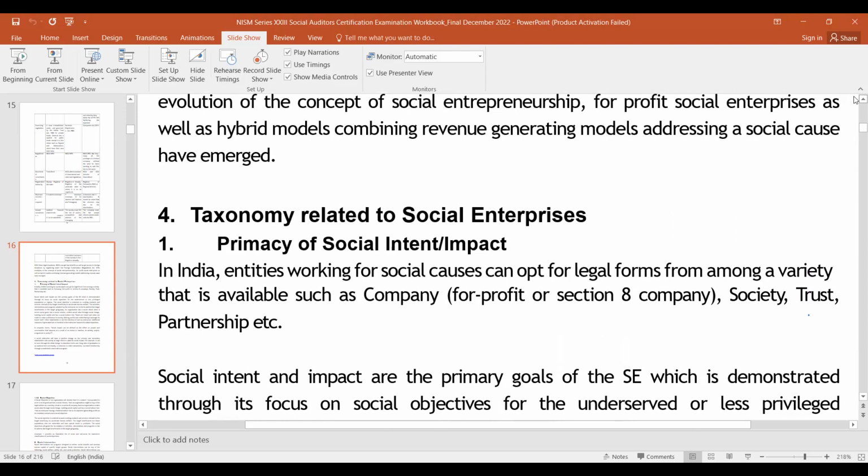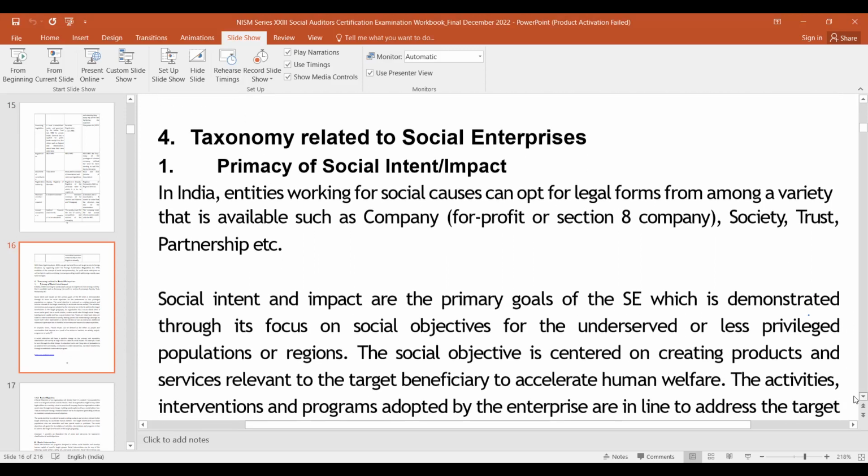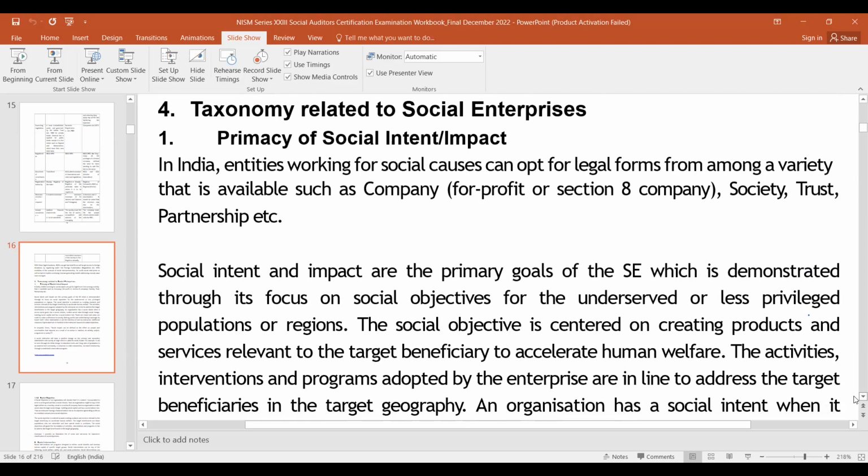So first is the primacy of social intent or impact, PSI. In India, entities working for social causes can opt for legal forms from among a variety that is available, such as a for-profit company, Section 8 company, society, trust, partnership, etc. Because there is a difference between a social enterprise and the types we have discussed earlier, a partnership firm or a for-profit company could be working towards a social cause. So social intent and impact are the primary objectives, but profit making is not prohibited as such for social enterprises.